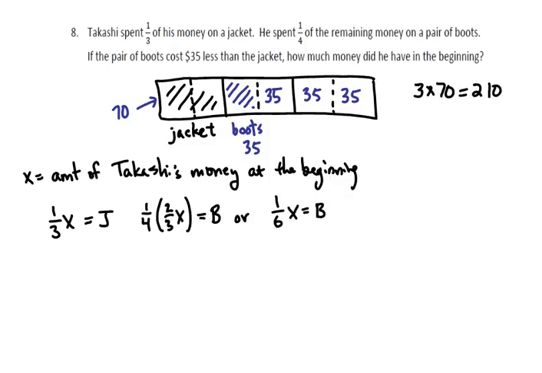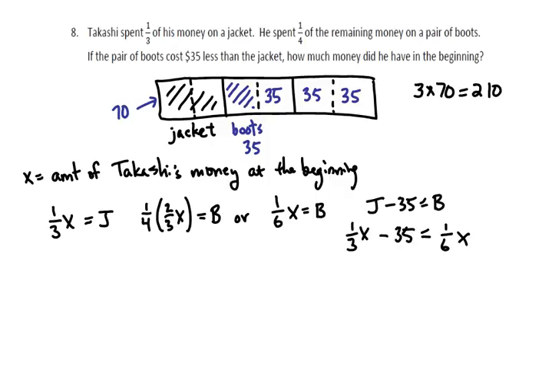And finally we have the relationship that the boots are $35 less than the jacket. So if you take off $35 from the cost of the jacket, you would have the amount of the boots. So what we can do with this is just substitute the values using x in place of j and in place of b. So we'd have 1/3 x, which is j, minus 35, and that's equal to 1/6 x.